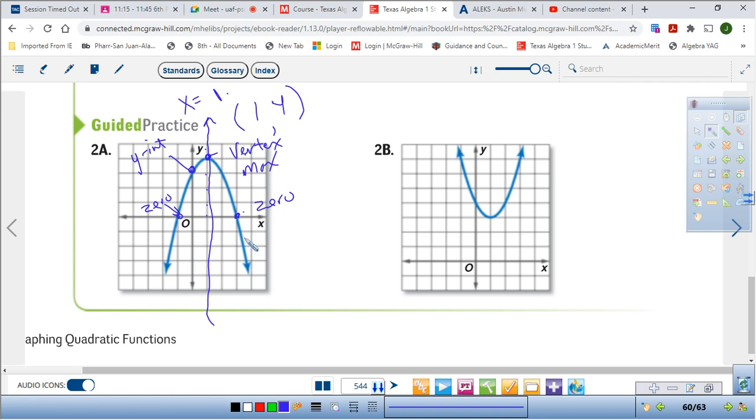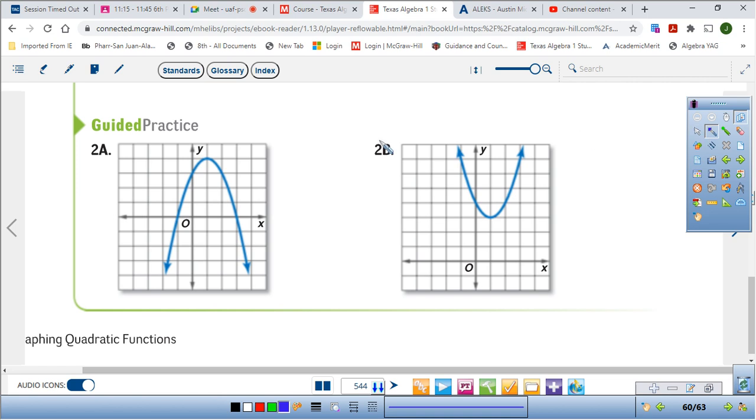Going once, going twice. I want to add some more things on here if you don't mind. I want to add the domain and the range. You all have this for today's homework, today's assignments. So knowing this coordinate right there, guys, as (1, 4), my domain goes forever to the left, forever to the right. My domain is all real numbers.